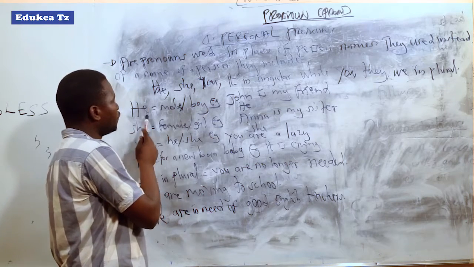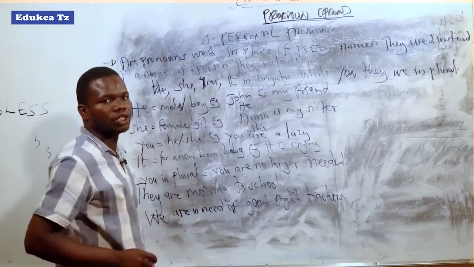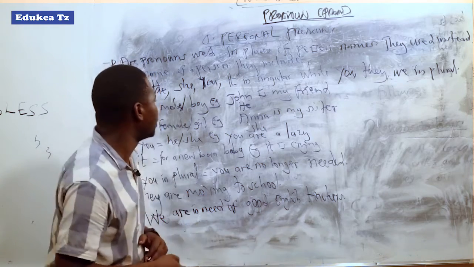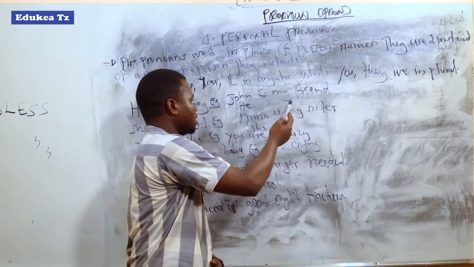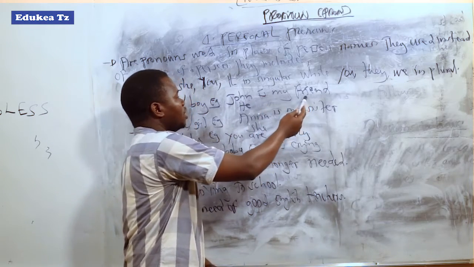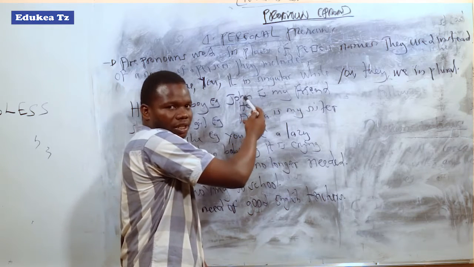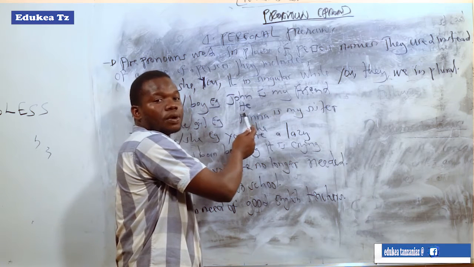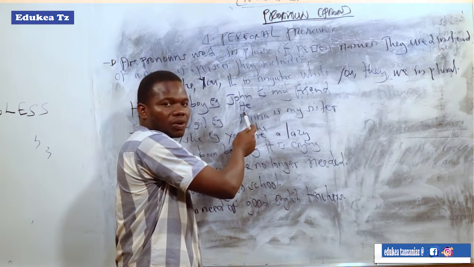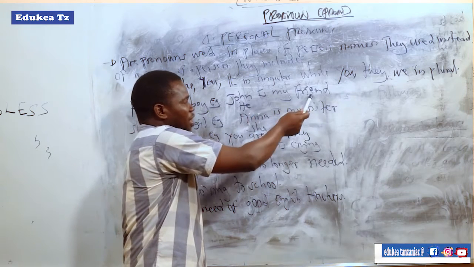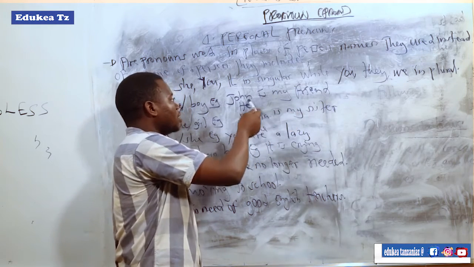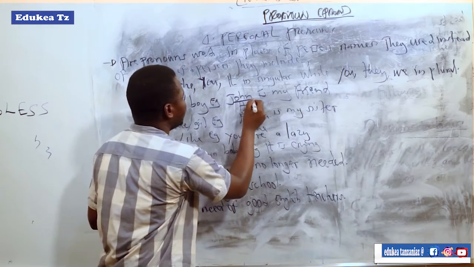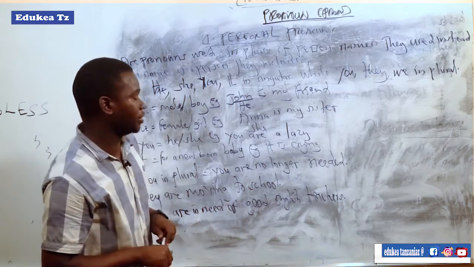So we use he for a male or a boy, to represent the name of a boy or male. For example, John is my friend. Now, instead of using the name John, that is a boy, we may use the pronoun he, which is a personal pronoun. So once you say John is my friend, it is the same to say he is my friend. This he stands for the name of the boy, John.